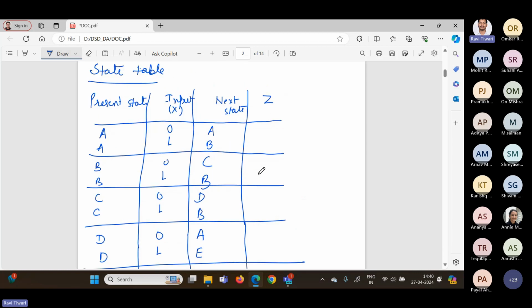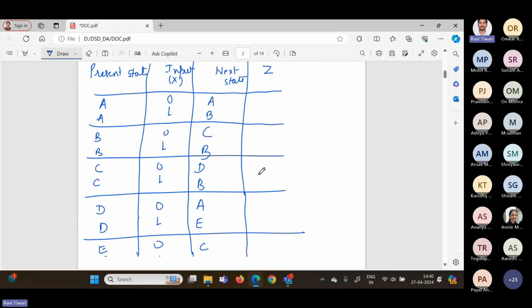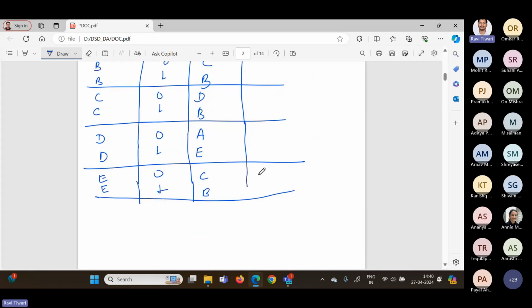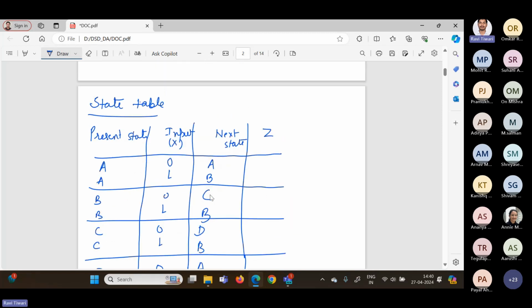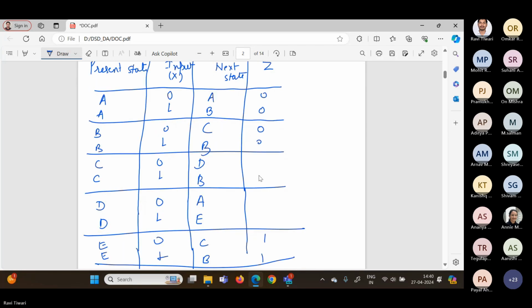Now, output is 1 for two conditions, because as you know, output is fixed with the state. It is 1 for two conditions, when the state is moving from E to C or E to B. So C and B both are 1 1 here. E to C or E to B are 1 1. Rest all others will be 0. So I am writing 0 0 0 0. This is also 0 0 0 0.